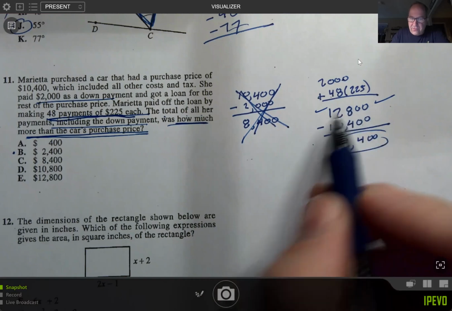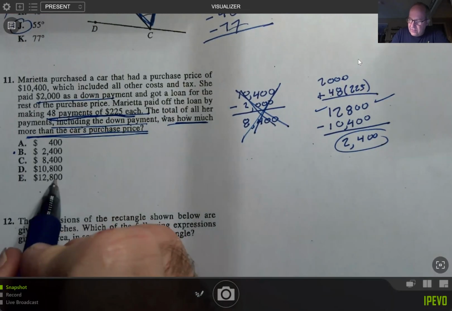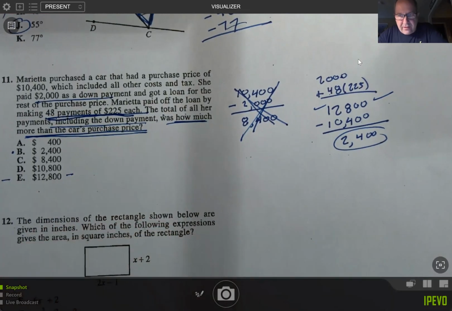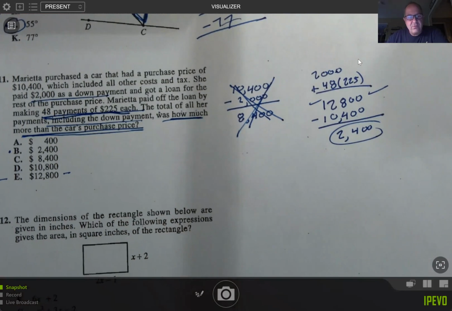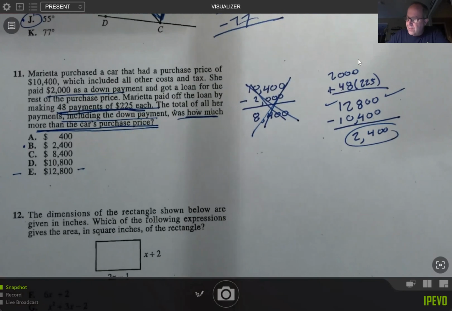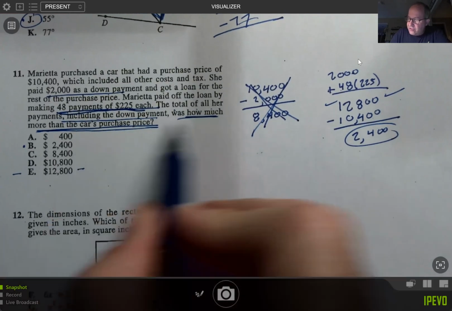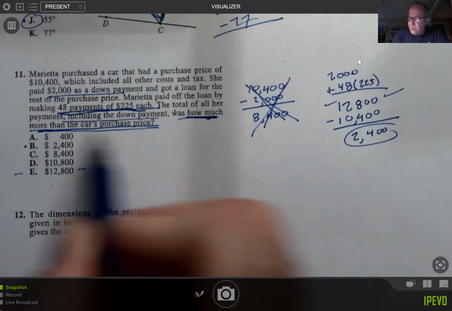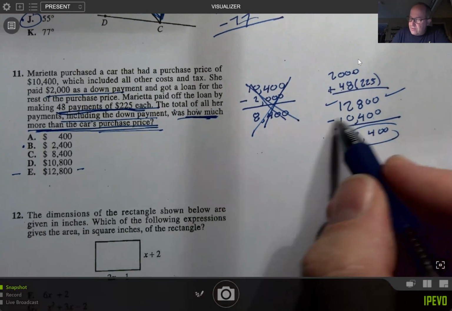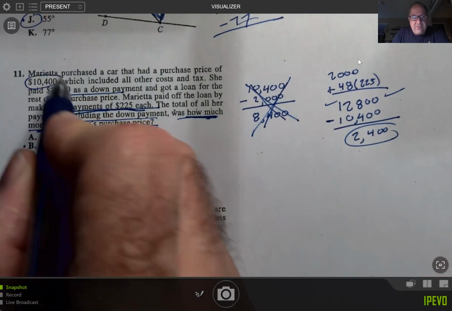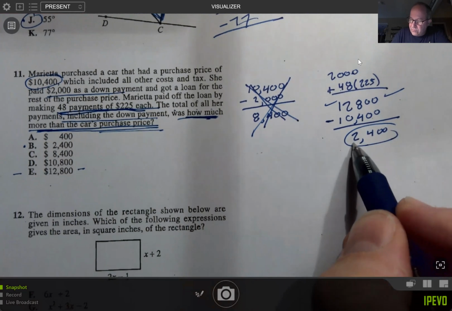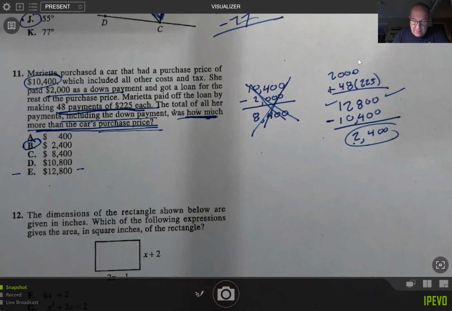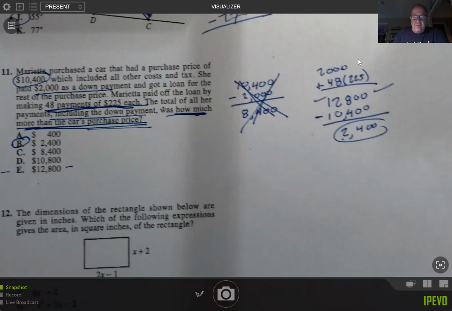Now, don't fall for the halfway answer. Do you see it right here? Don't fall for that. ACT is hoping you do. And that way they can ding you and bring your score down. Don't fall for it. The question wants to know how much more than the car's purchase price. Well, if I subtract the price of the car, which was $10,400, I will get $2,400, which is letter B. All right. Okay, number 12.